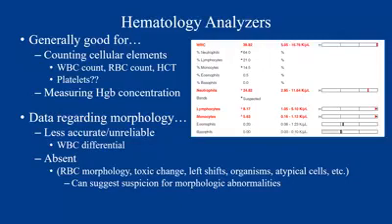All right, so again, these expensive analyzers, or the more inexpensive point of care ones, still are not perfect, and we need to be aware of that. So it's not going to look for things like red cell morphology. It can't definitively identify a left shift, toxic change, organisms, atypical cells. It can suggest the presence of certain things, but it cannot definitively identify them.